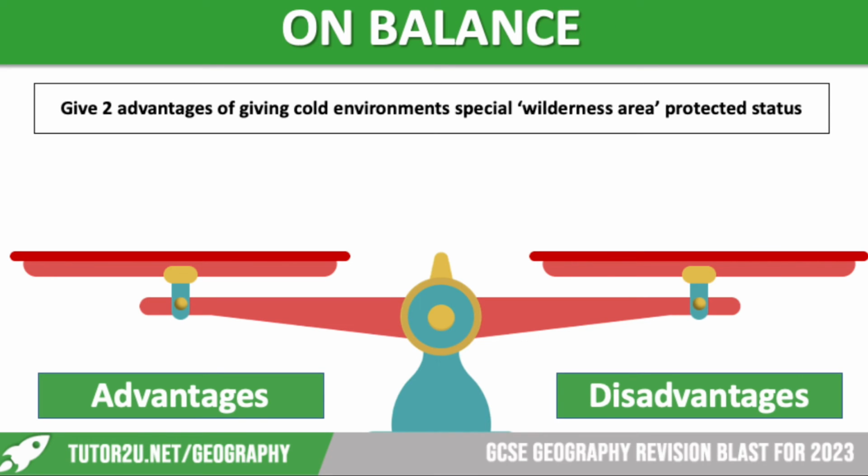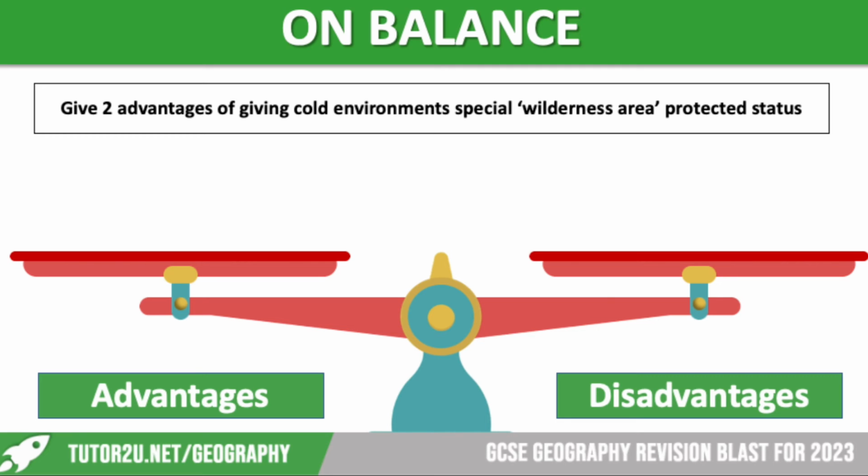Okay, we're going to do an on-balance activity. We're thinking about the idea here of giving cold environments special wilderness area protected status. One of the questions that could come up either as a 6 or a 9 marker is the idea here about economic gain over environmental protection. And obviously one of the ways that we can protect these environments is by giving them special wilderness area protected status, meaning that very little economic activity can take place at all.